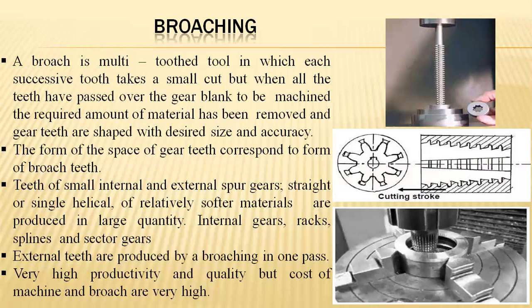Hence, we can conclude the greatest point that external teeth are produced by broaching in only a single pass of the tool over the entire diametrical object. Hence, we can declare that very high productivity with great quality can be achieved by this broaching working process. But the installation cost of the machinery and operating economy is very high.